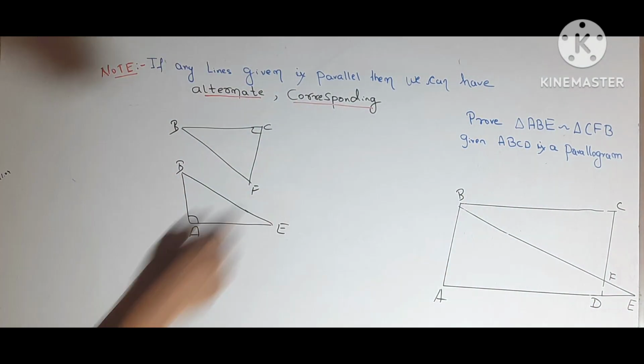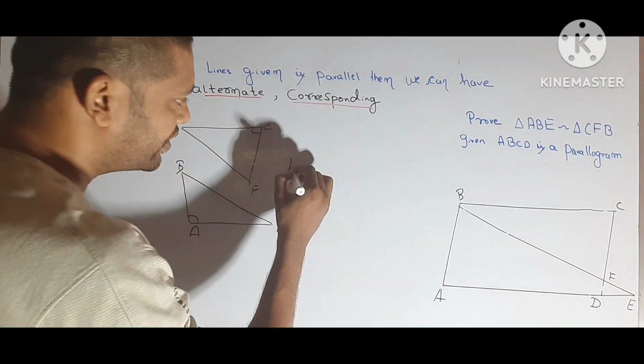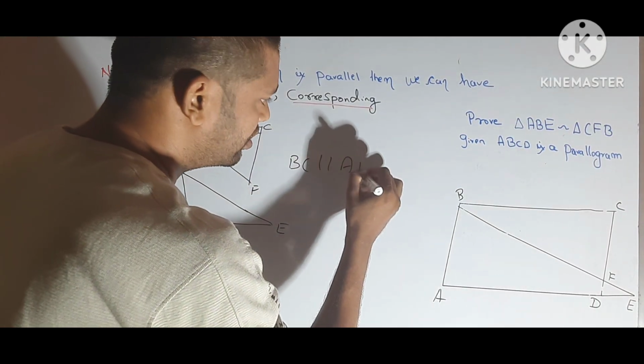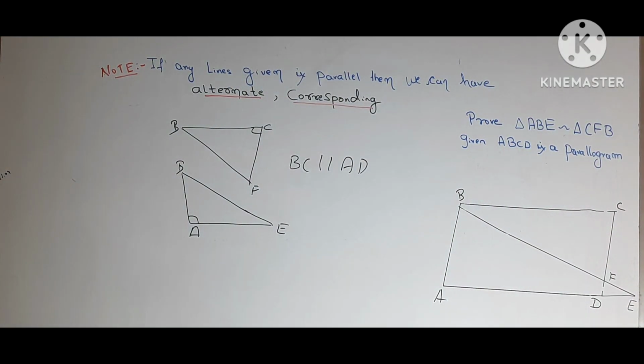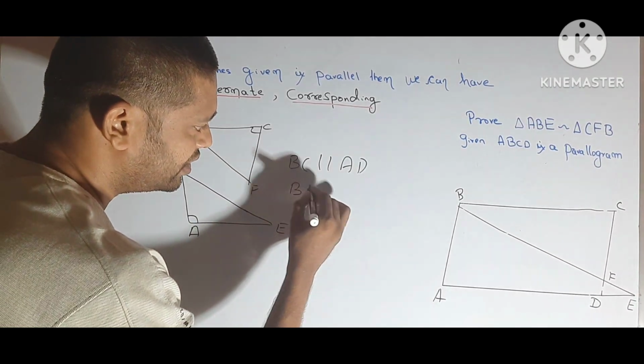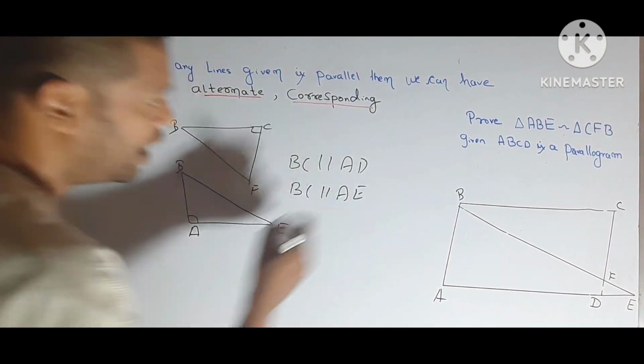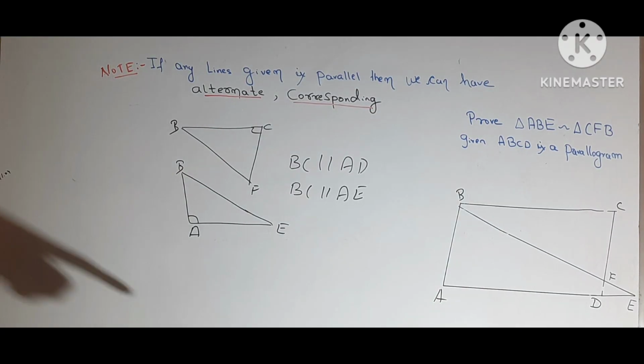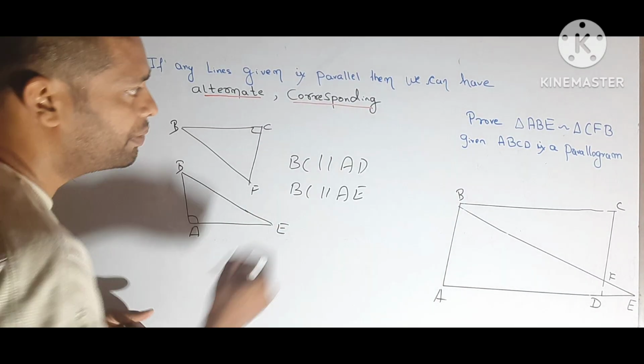We can say BC is parallel to AD. Yes sir, we can say. And we can also say that BC is parallel to AE. So how come so? Because ABCD is a parallelogram. Okay, ABCD is a parallelogram.